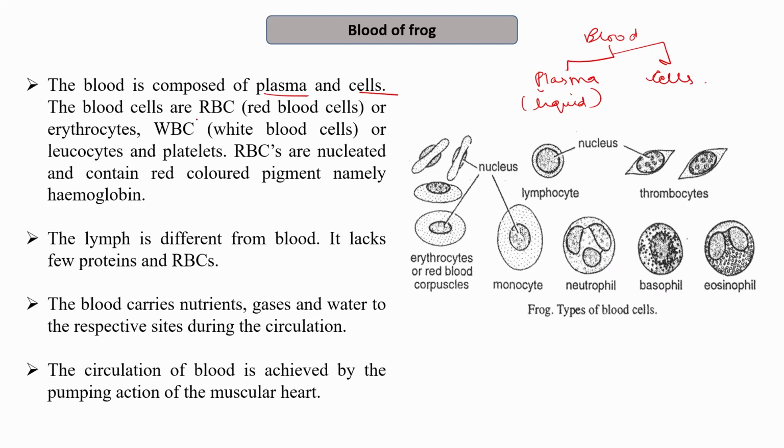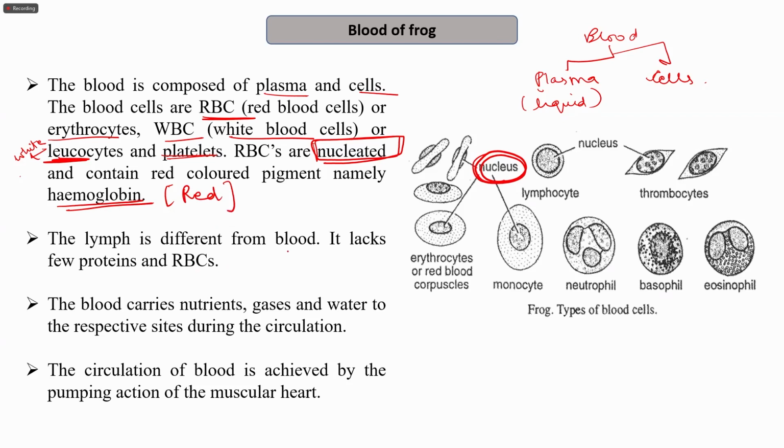The cells are RBCs, which are also called erythrocytes or red blood cells, WBCs, white blood cells, also known as leukocytes. Leuko means white, that does not have any color. So leukocytes and platelets. RBCs are nucleated. This is important: in humans RBCs are not nucleated, but in the frog RBCs are nucleated and contain a red colored pigment, namely hemoglobin. So their blood is also red in color.